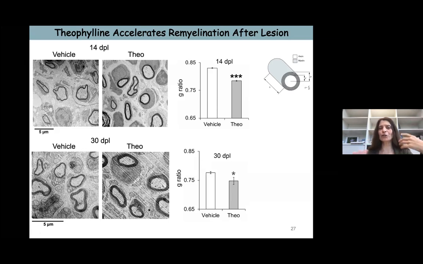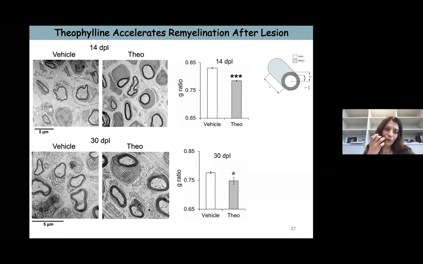And this G ratio is extremely constant, so a small difference actually makes a big difference in the myelin thickness. For 14 days post-lesion, 4 days post-treatment, you can already see a thicker myelin, and this advantage is still visible at 30 days post-lesion. You can still see a little difference between the theophylline treated mice and the vehicle. Of course, the vehicle treated mice also regenerate, so it's just faster.